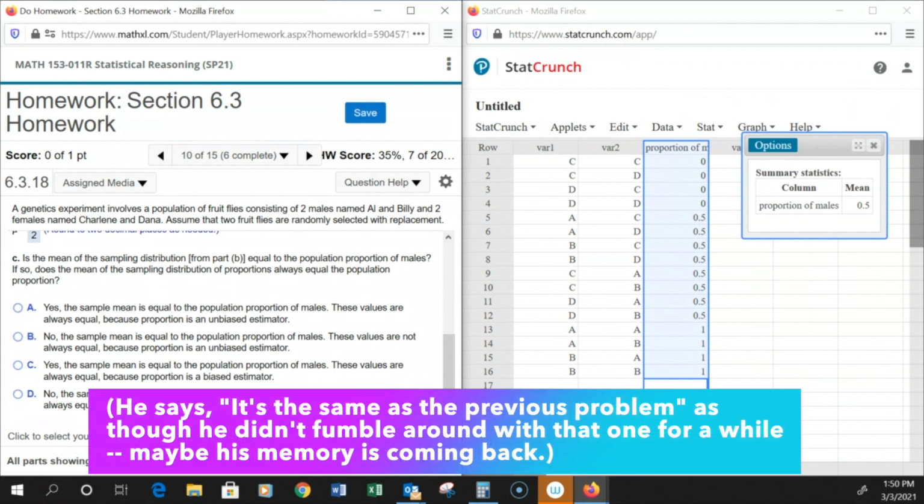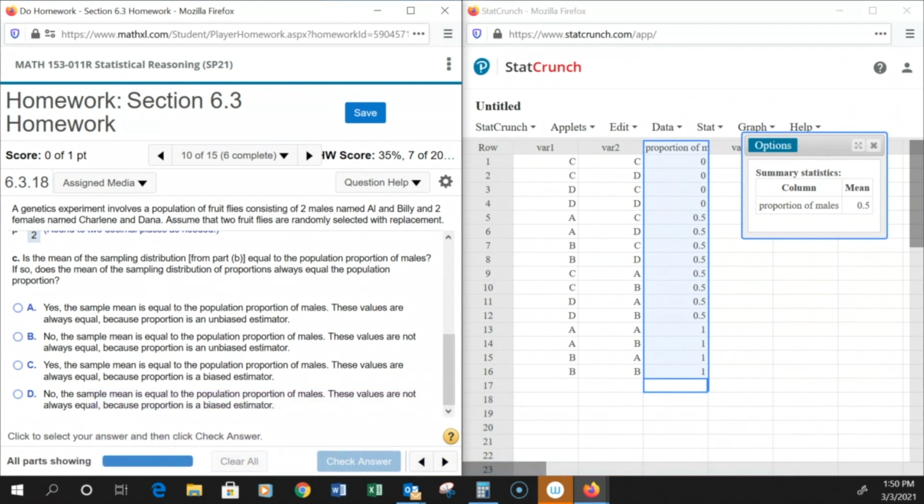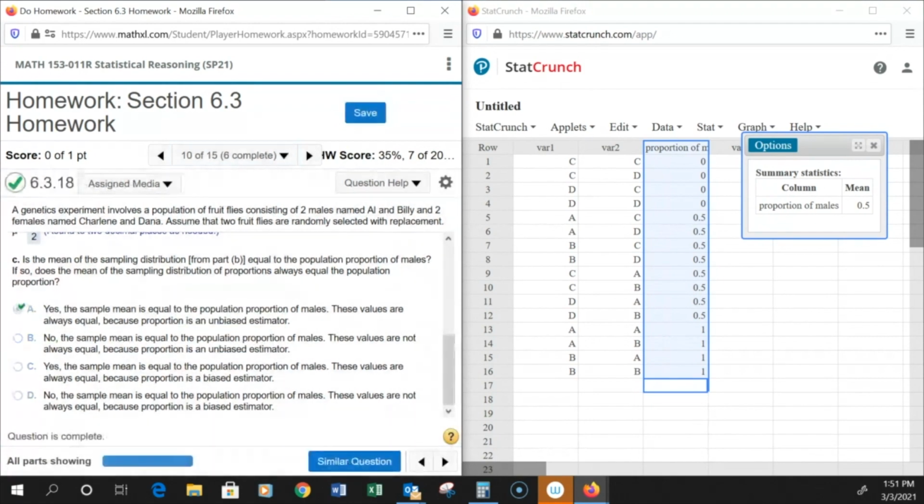So the sample mean is equal to the population proportion of males. These values are not always equal. No, they're always equal. Let's see. Yes, the sample mean is equal to the population proportion. They're always equal because it's an unbiased estimator. You got to read these carefully, kids.